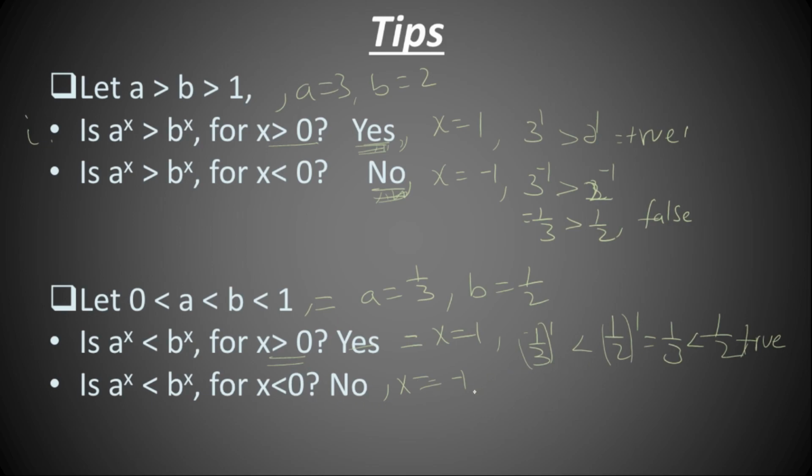For the second statement, what will happen if x is negative, or the exponent is negative? 1 over 3 to the power of negative 1 is less than, according to this statement, 1 over 2 to the power of minus 1. This means the reciprocal of this one, which is 3, is less than 2, because 1 over 2 to the power of negative 1 is equivalent to 2. So it is a false statement. So our answer is no, it's not possible. But if the sign is greater than, it will be true. For this one, it always becomes true.